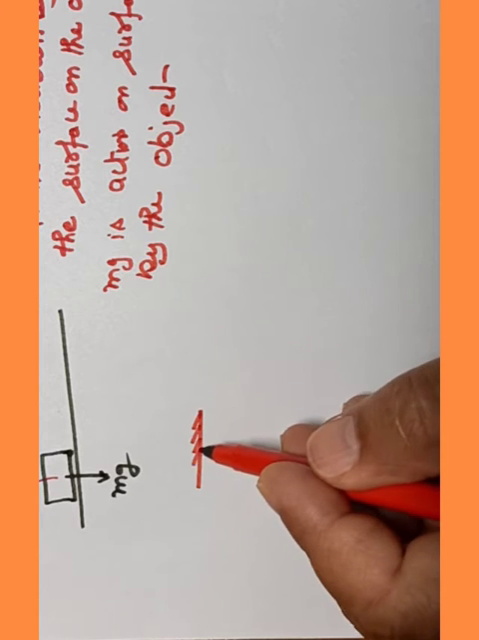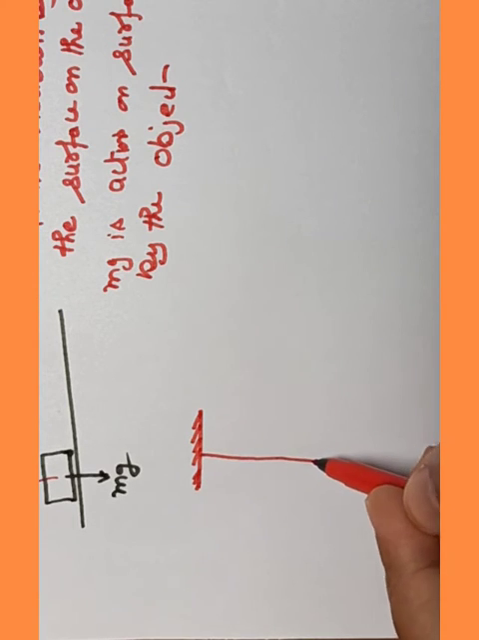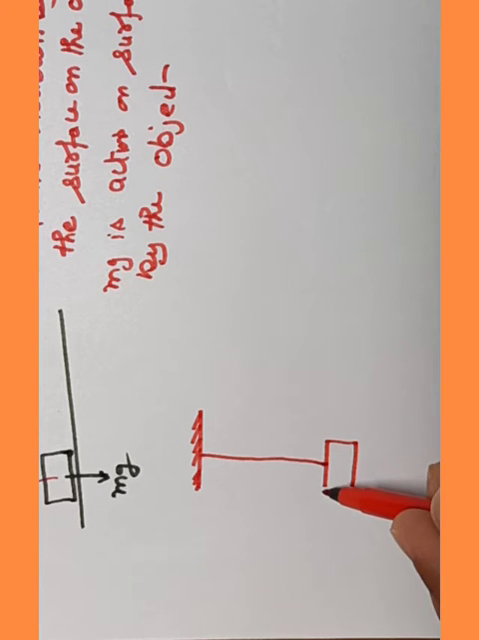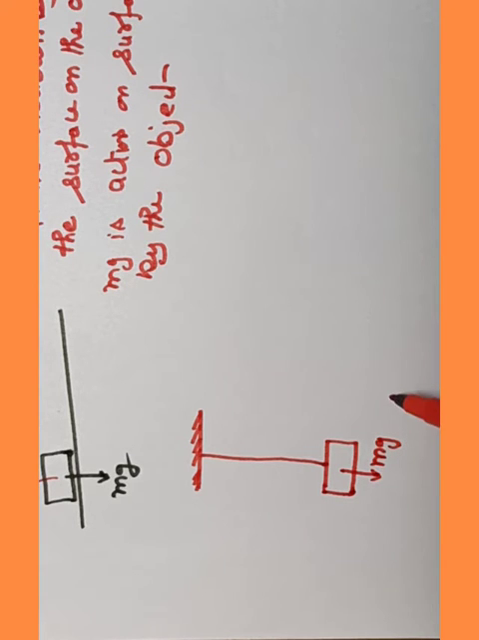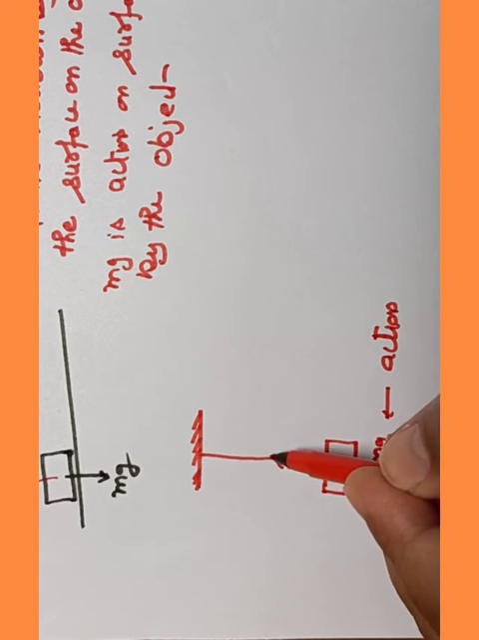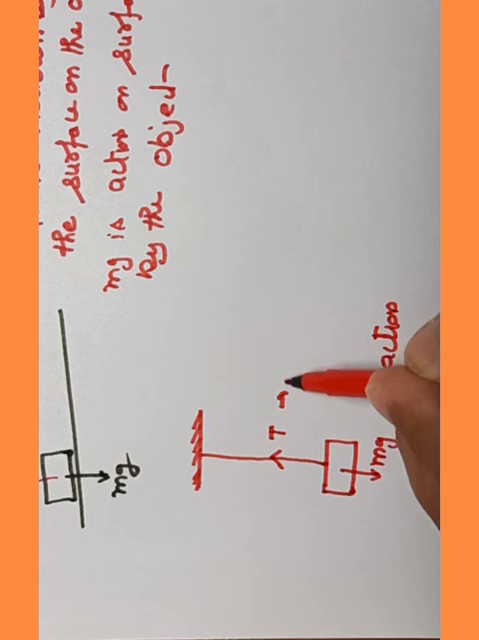In the same way, if we take one more example, like that of a wire or a string attached, the weight of the object will act downward, mg. This is action. But the reaction will be the tension produced in the string.